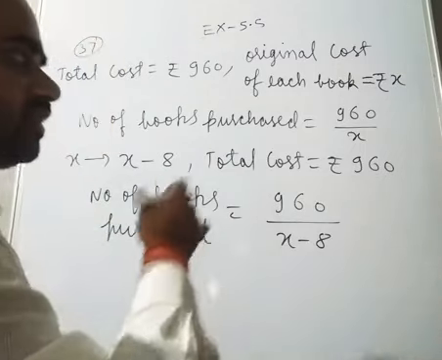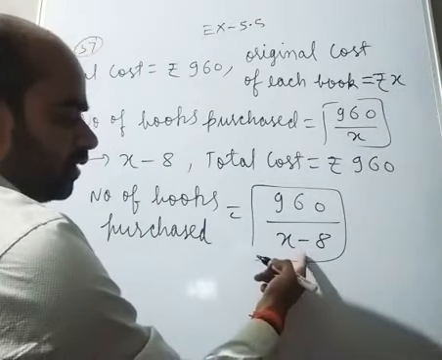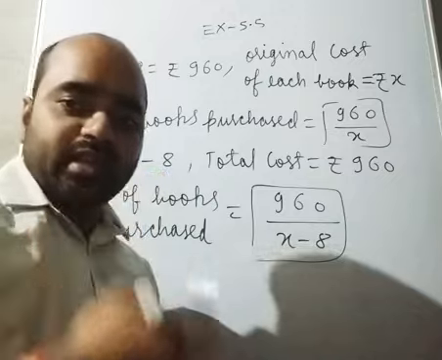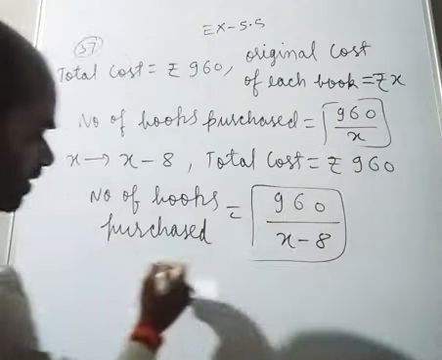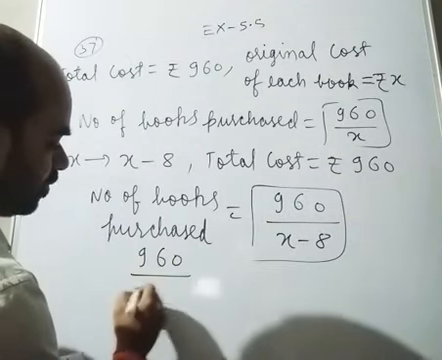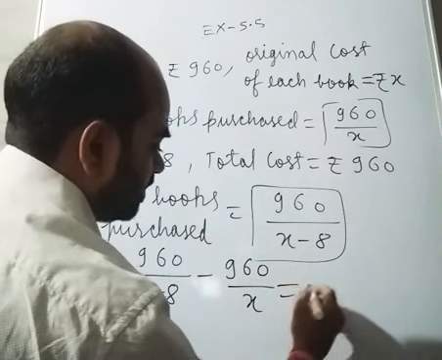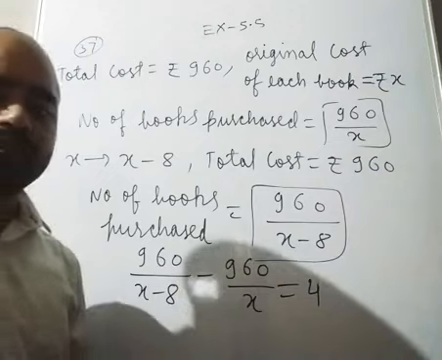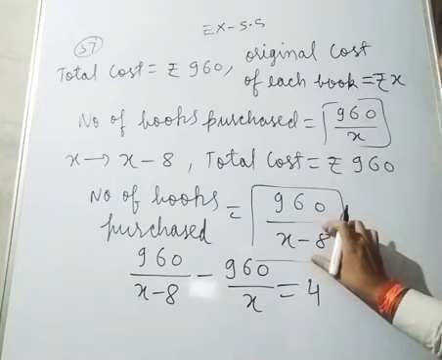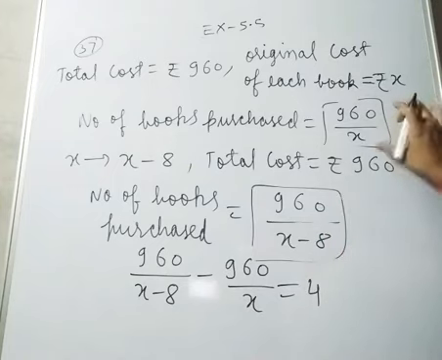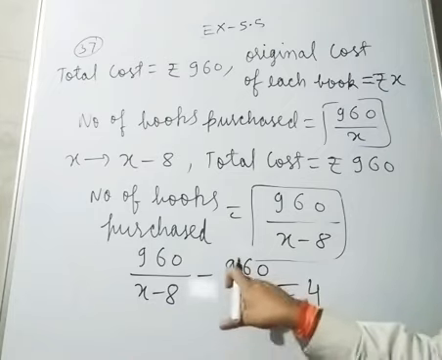It means the difference is 4 now. Which one is greater, this or this? Here the cost per book is less, so we can buy more books. It means the equation is 960 upon x minus 8 minus 960 upon x is equal to 4. This understood? Correct? Here the cost is less, so the denominator is less. If the denominator is less, this will be greater and this will be smaller, and the difference of the books is 4. Correct?